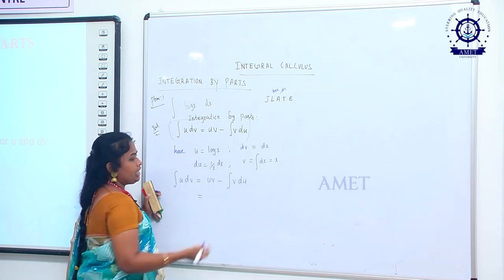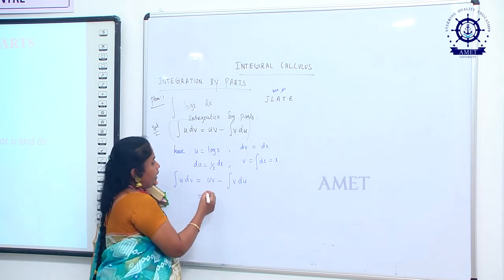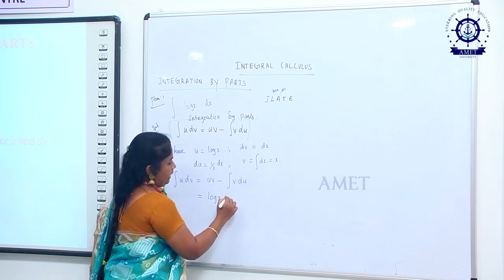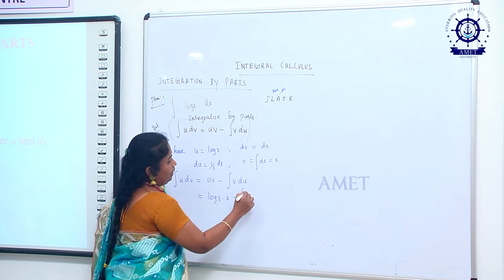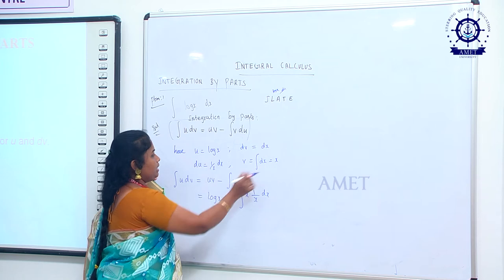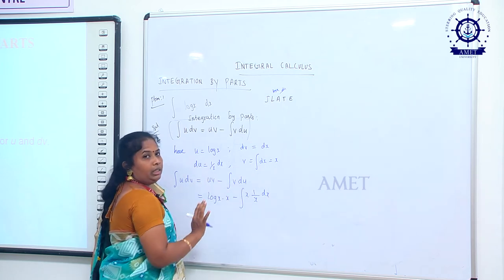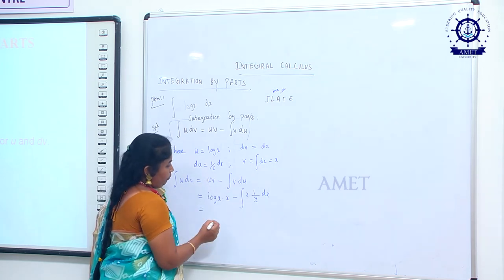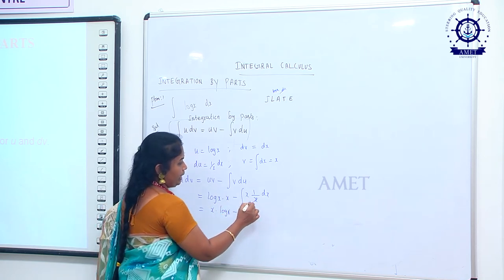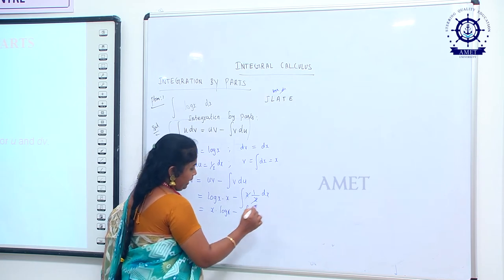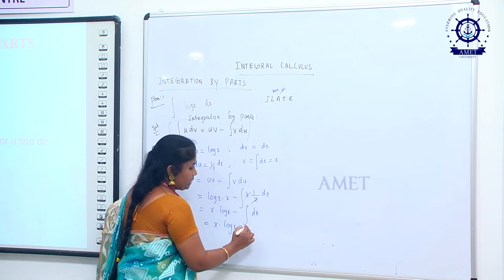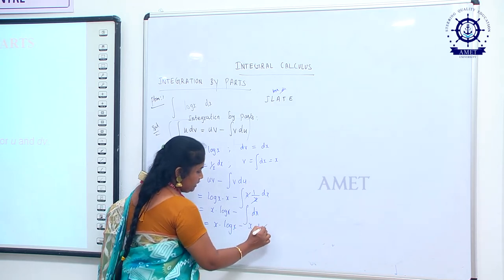It is the integration by parts formula. You take u as log x, v as x, minus integral v du, 1 by x into dx. Just substitute the values in the formula. What is the simplification? x into log x minus integral, x and x cancel, integral of dx. So x into log x, and the integral of dx can be written as x plus c.